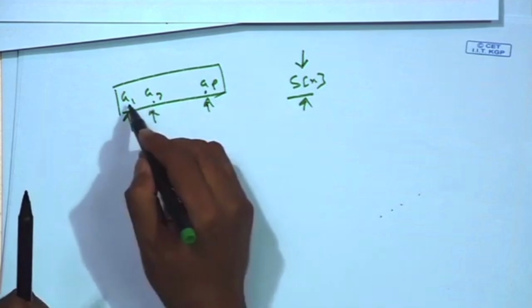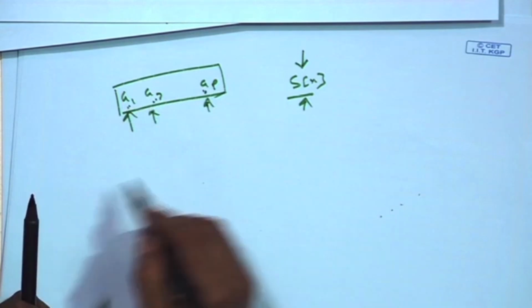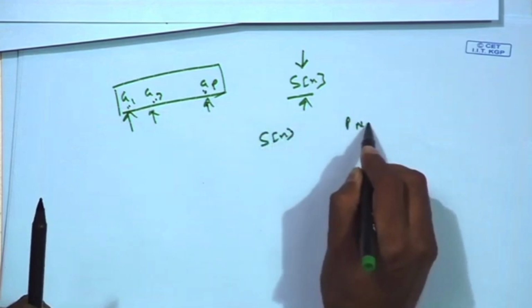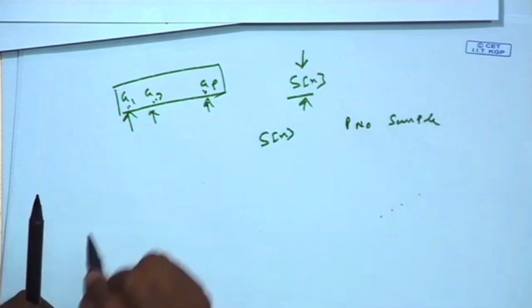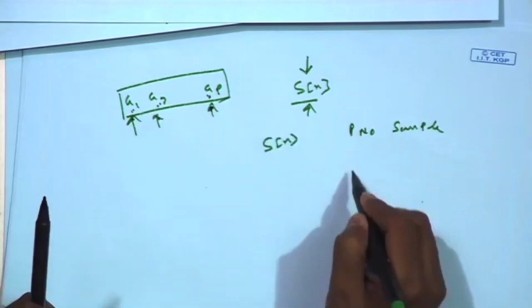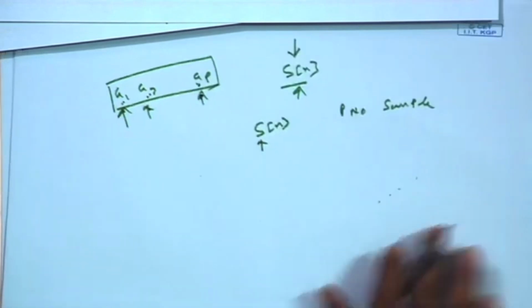So, there are two problems. One is that I can generate S n if I know a1, a2, ap. Suppose I do not know a1, a2, ap; if I know the current sample and the previous p number of samples, then I am able to predict the values of a1, a2, ap for which my prediction is 100% correct.